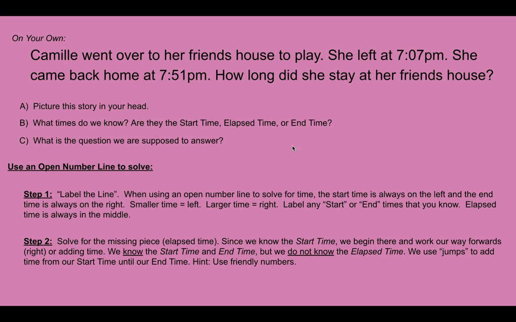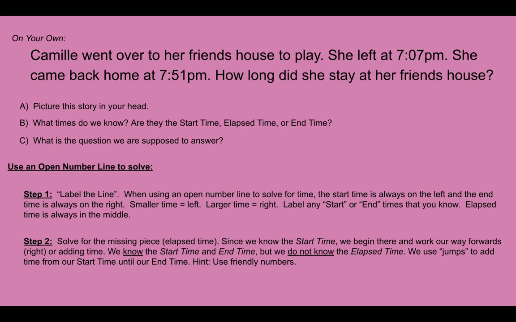Camille went over to her friend's house to play. She left at 7:07 p.m. She came back at 7:51 p.m. How long did she stay at her friend's house? So picture the story in your head. Camille going over to her friend's house, knocking at the door at 7:07. She came back home at 7:51.